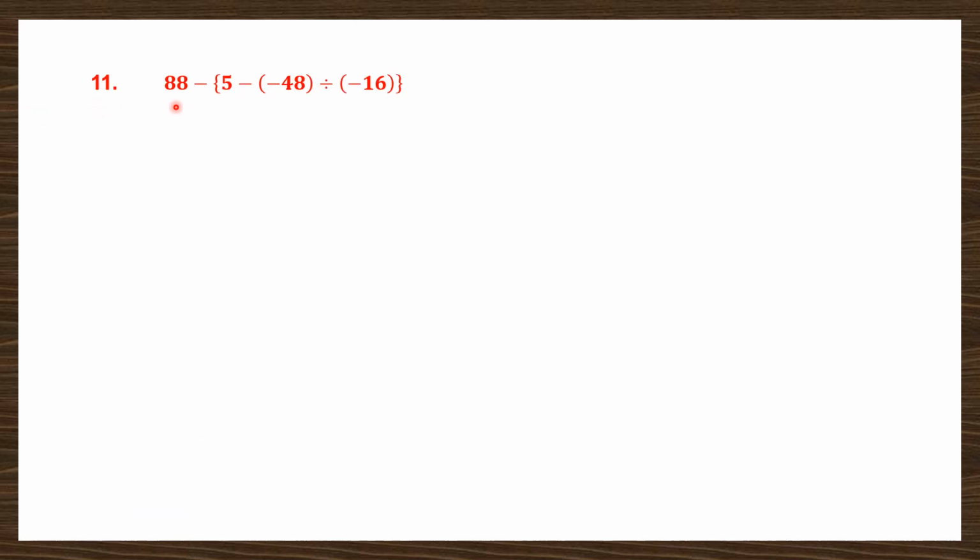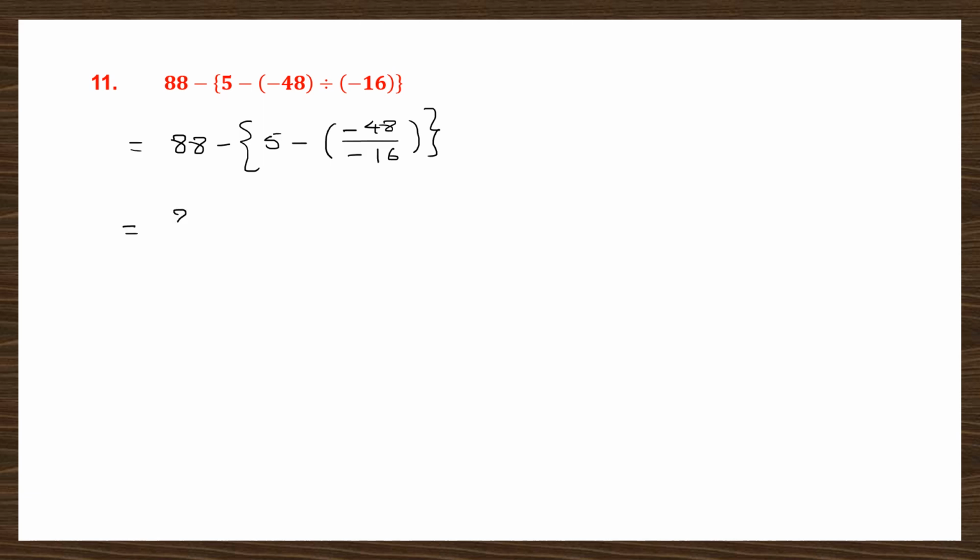Question 11. 88 minus, in curly brackets we have 5 minus 48 divided by minus 60. And then brackets are closed. Now we can rewrite this in this way. We can write 88 minus curly brackets 5 minus, now here we can show this division like this. Minus 48 divided by minus 16. I'm just putting it in the form of a fraction. Now I'm closing the brackets. That's minus 48 divided by minus 16.